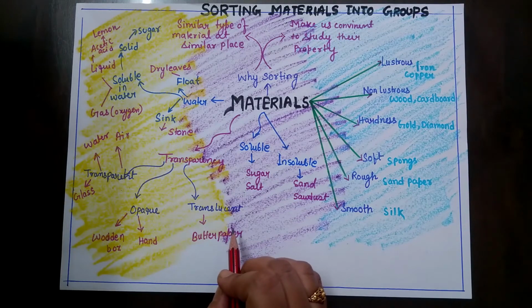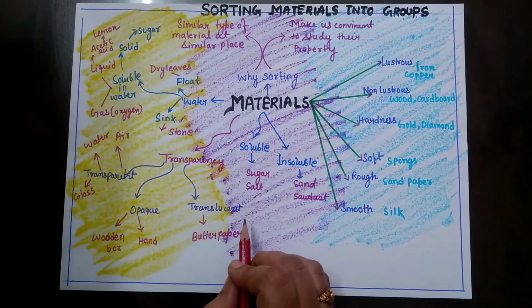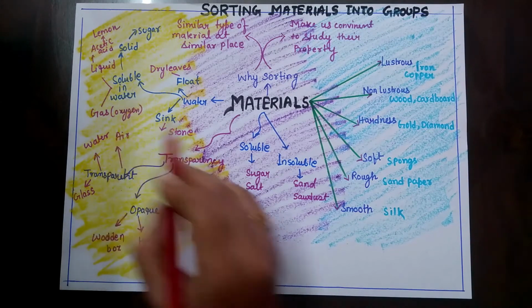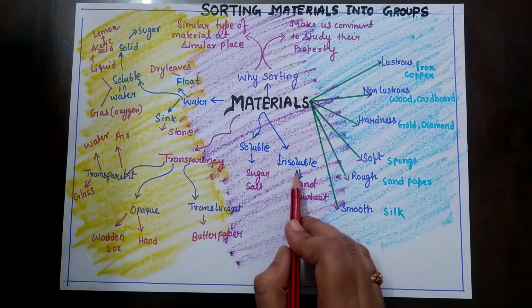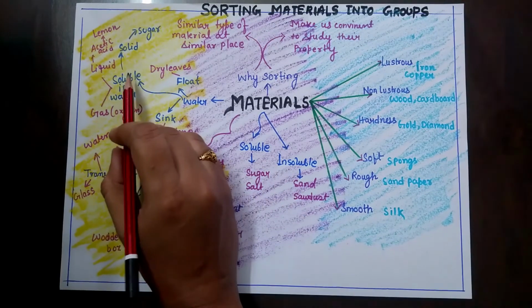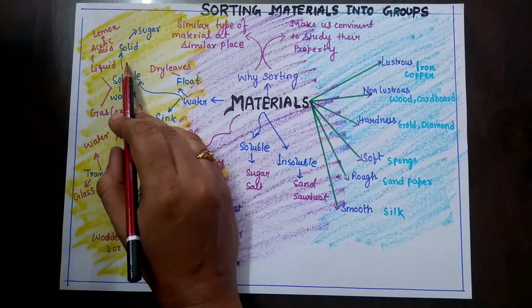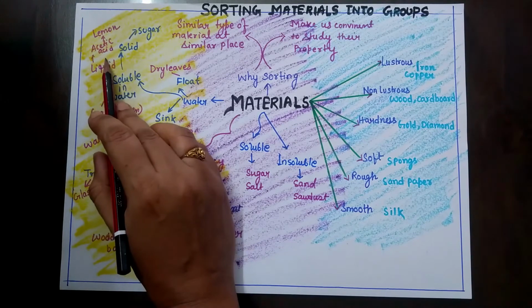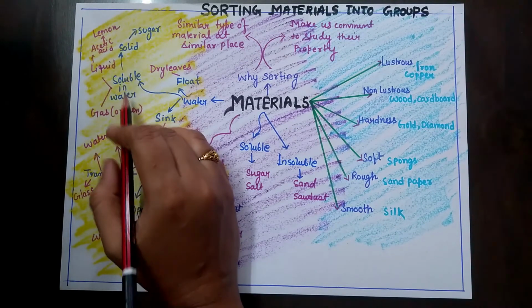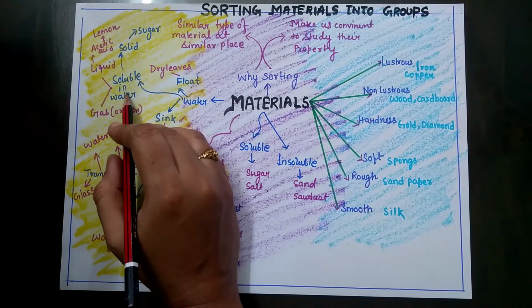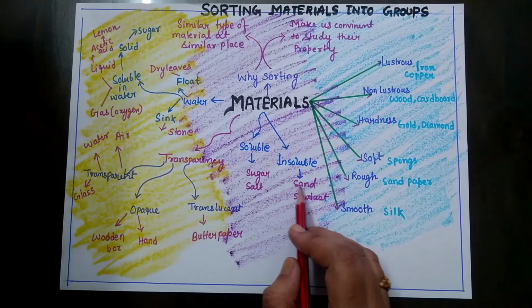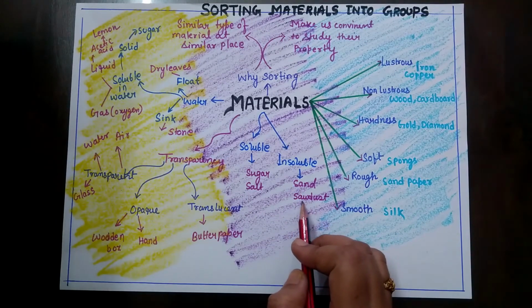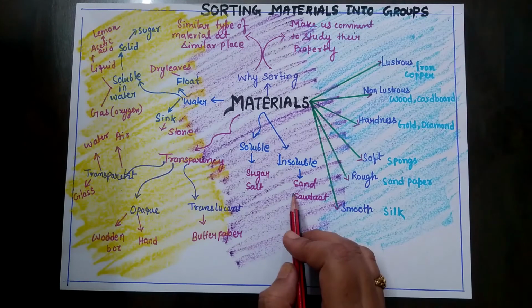The next question will be: how can you categorize material based on their solubility? The answer can be, it can be soluble in water or insoluble in water. Soluble means solids like sugar, salt, or liquids like acetic acid, vinegar, gas. These are all soluble in water. And insoluble means sand, sawdust, stone, pebbles, which are insoluble in water.